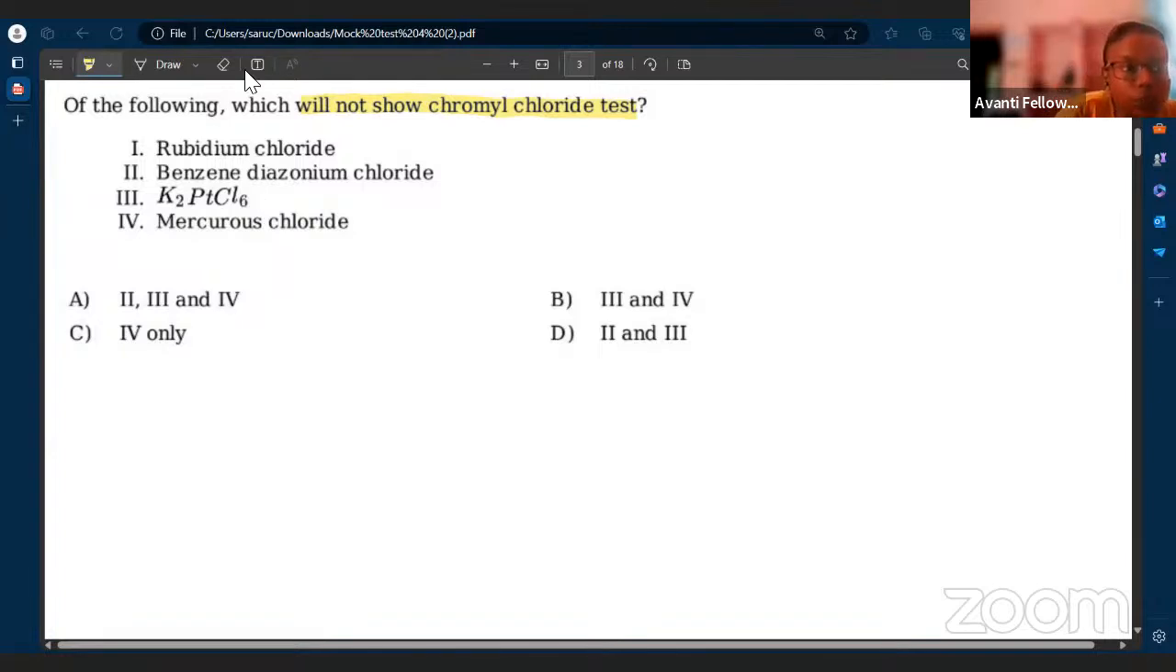Fine. So first, you have to understand what the chromyl chloride test is. For identifying which ion is this chromyl chloride test used? From the name itself, you can say it is used to identify the chloride ion, Cl minus ion.